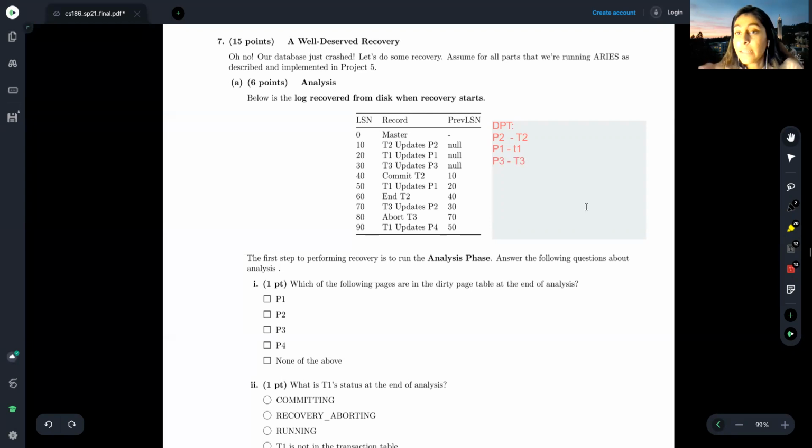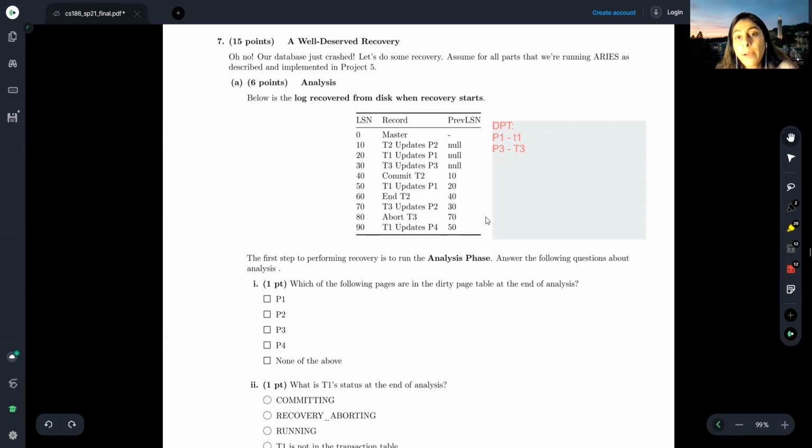Next, we start committing T2. Notice commit at this point does not mean that any of the changes have been flushed to the disk. It's just announcing its intent to commit. So it's starting the process of flushing the pages and flushing its changes. T1 updates P1. So P1 is still in our DPT. Then T2 ends. Now that T2 has ended, the page that it had modified, page 2, has been flushed to the disk. So we can remove it from the DPT.